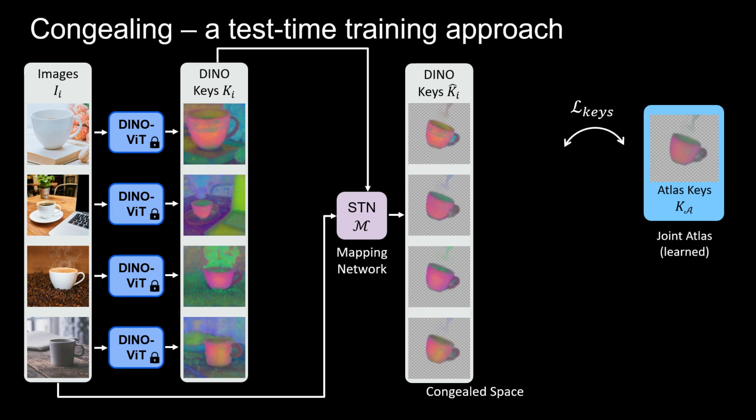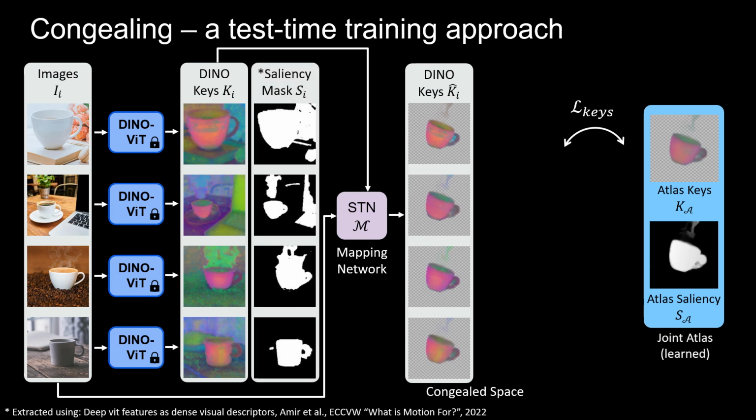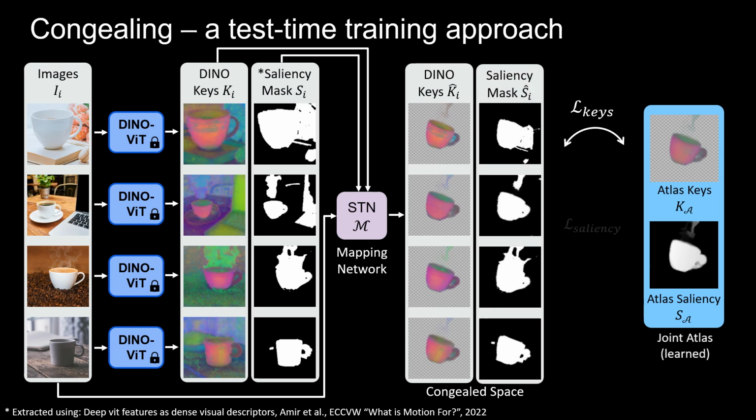In addition, to detect and focus only on the common content, we optimize for a saliency value in each atlas pixel. To that end, we extract initial saliency masks using the method proposed by Amar et al. and apply a voting-based saliency loss between the transformed masks and the atlas saliency. This allows us to robustly align only the common regions, even in highly cluttered scenes. We also apply additional regularization losses to improve convergence. Please see our paper for more details.